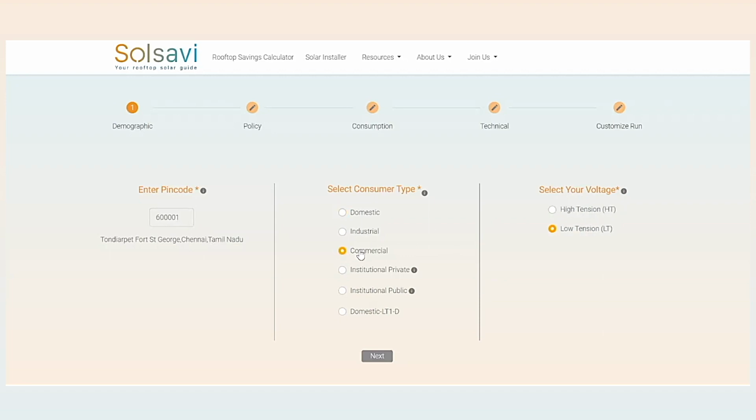If I select commercial, we see that there is a choice between high tension and low tension. For this simulation, we are carrying out for high tension. Hence, I select high tension and click next at the bottom of the page.